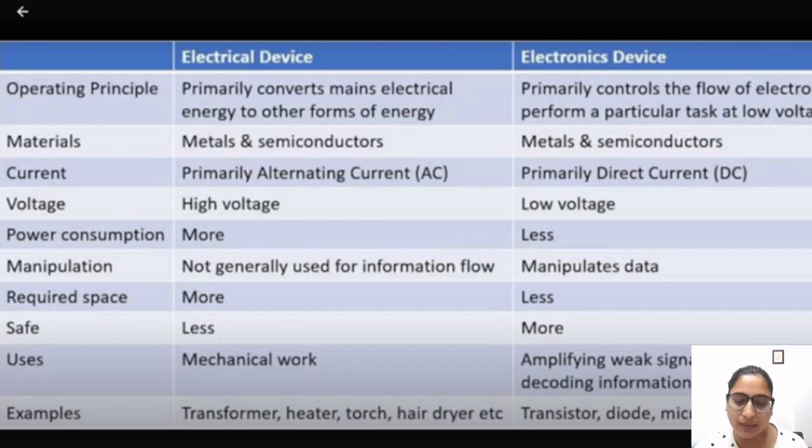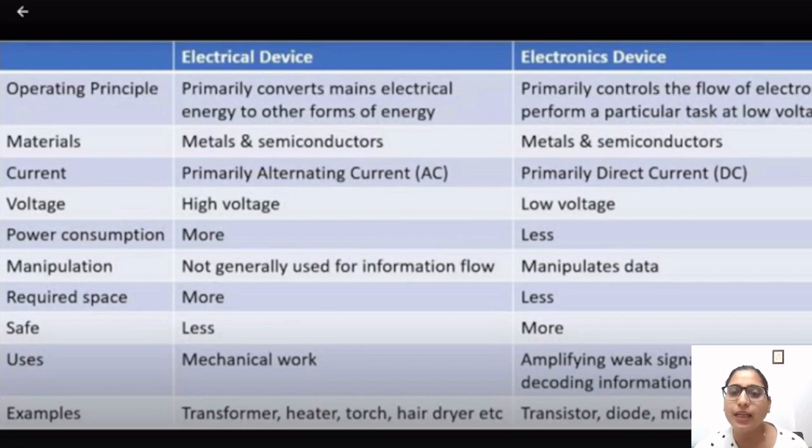Now materials. Electrical devices use metals and semiconductors, but majorly we can say metals. In electronic devices, metals and semiconductors again, but majorly we can say semiconductors. We will discuss why semiconductors in this class later on. Now the current: electrical devices use alternating current, whereas electronic devices use direct current.